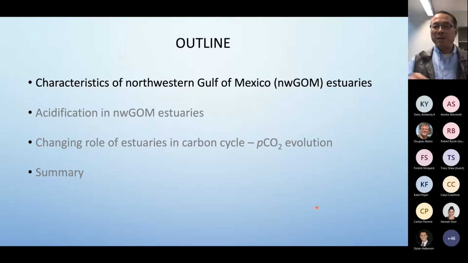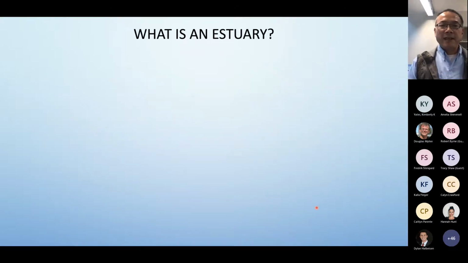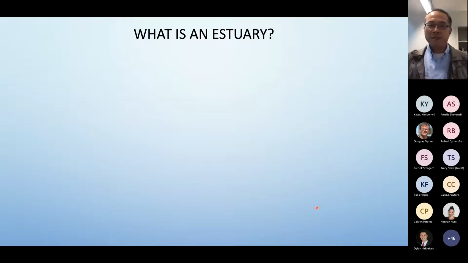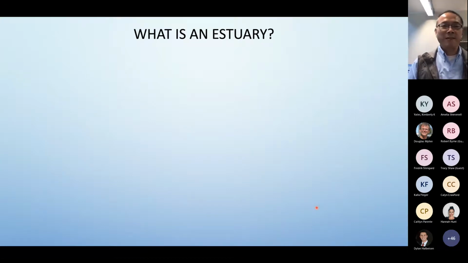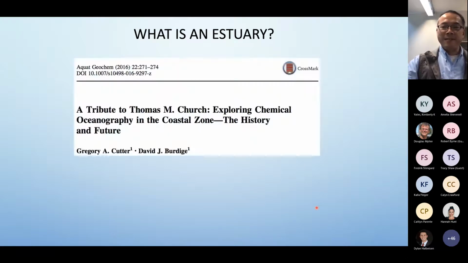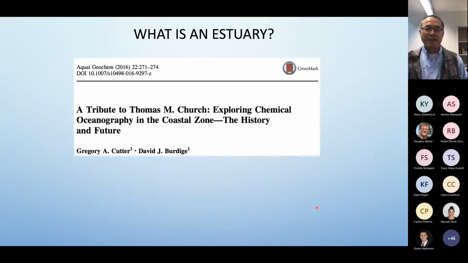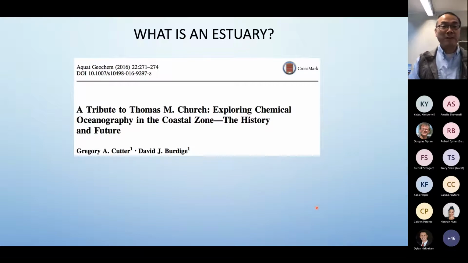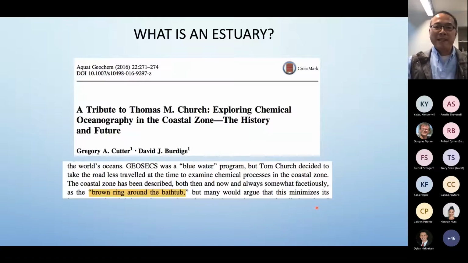First, let's go to estuaries. I understand that many colleagues, professors, and scientists at USF probably work on the blue water, that is, open ocean. So what is an estuary? Let me start with something that two of my former professors wrote in honor of Dr. Tom Church, who was a professor at the University of Delaware. That's what they wrote about the coastal zone.